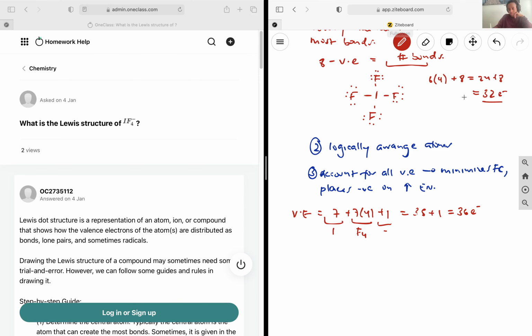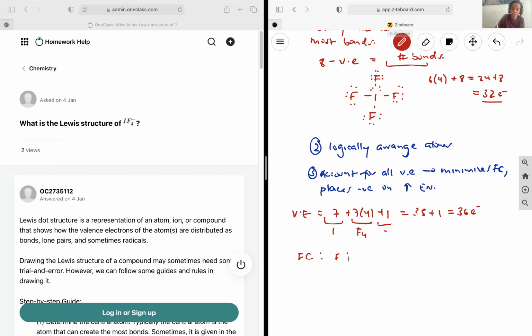We have 36 electrons, which means we're going to have 4 electrons remaining. The best place to place them is going to be on our central atom. Let's go about doing that. And so that is going to give us a structure that looks like this. Okay, and then we can go about checking on our formal charges.